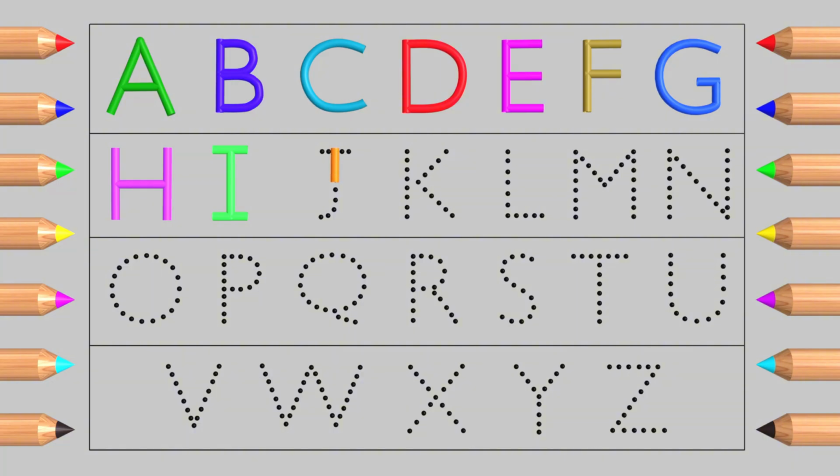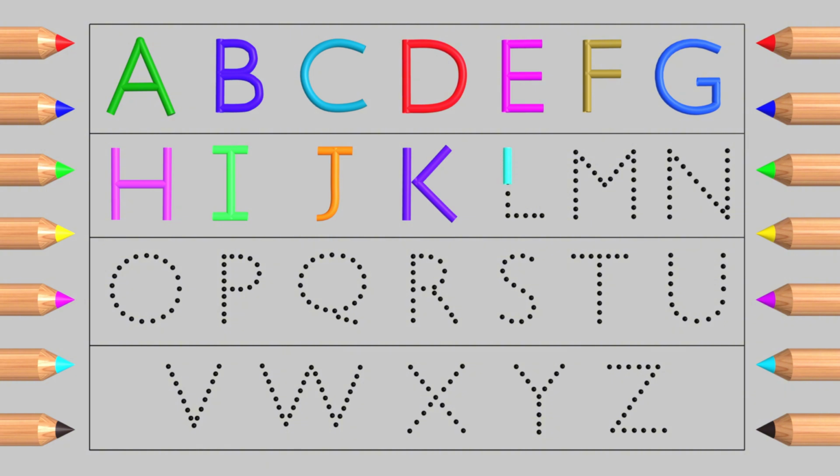J. This is uppercase J. A line across the top, then curve down. K. This is uppercase K. One straight line, then two diagonal lines.